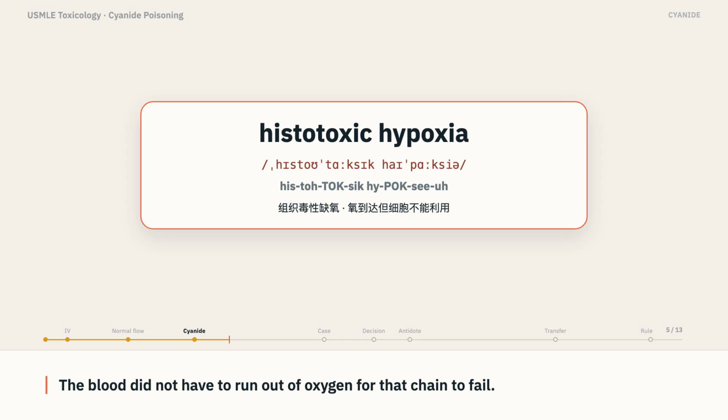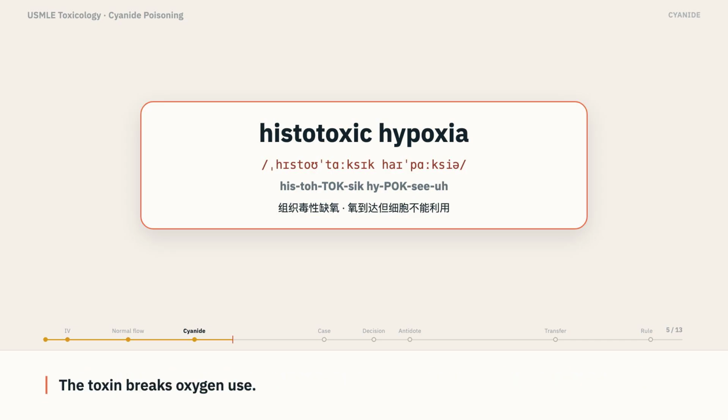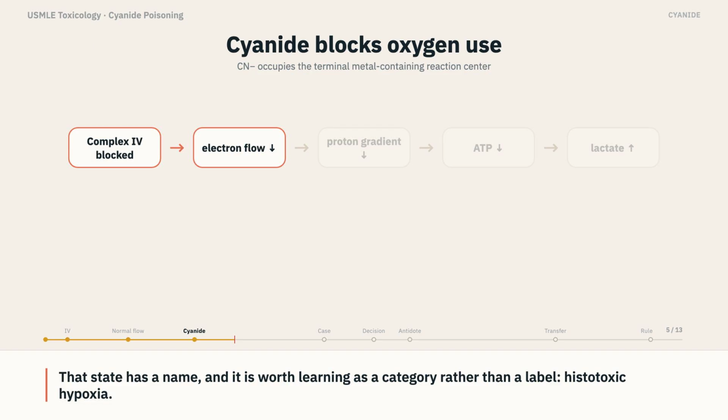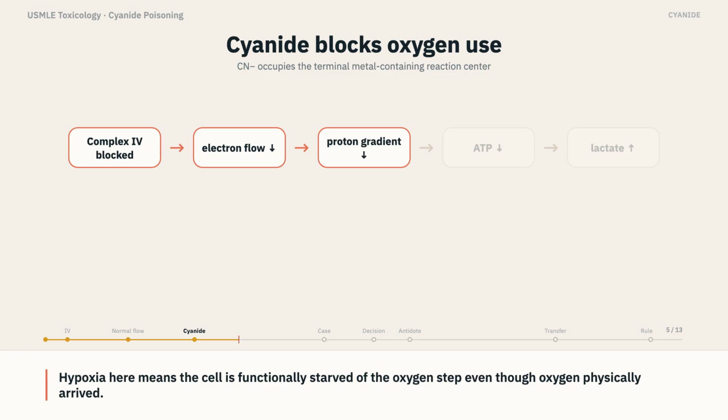The blood did not have to run out of oxygen for that chain to fail. Arterial oxygen can be normal, and oxygen molecules can reach tissue while the final mitochondrial handoff remains blocked. The toxin breaks oxygen use. Other injuries may still impair delivery in the same patient. That state has a name, and it is worth learning as a category rather than a label: histotoxic hypoxia. Say it: histotoxic hypoxia. Histotoxic means the tissue itself is poisoned.